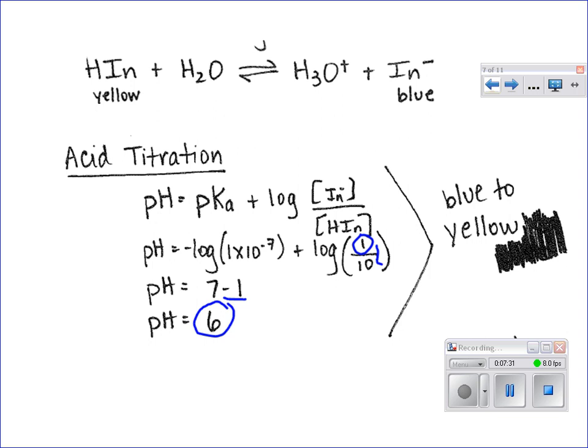I think that's really kind of sexy. All right, so that's why you'll never have to repeat this. I just thought it was interesting. What you do need to know is that an indicator changes color at the pKa plus or minus 1. That's the range.